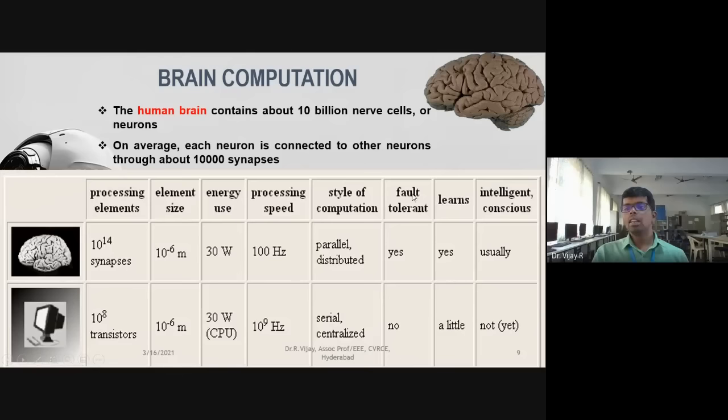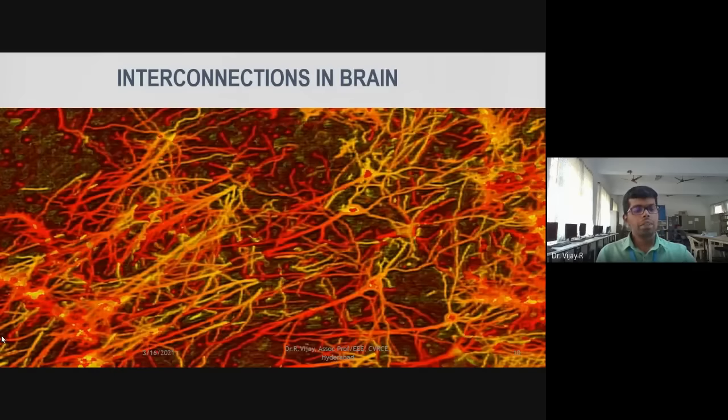And intelligence and consciousness are already there, usually in the brain. So simply like that, we are integrating machine learning with AI, and some intelligent nature with our systems. If you see, this is the interconnection of the brain. There are billions of neurons interconnecting. This is the picture of how the connections happen in the brain.